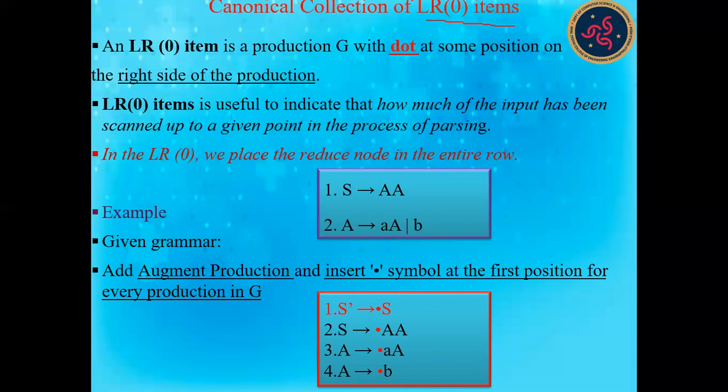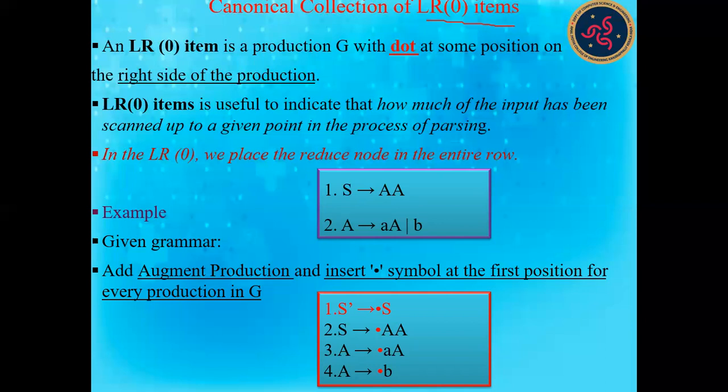The LR0 item is useful to indicate how much of the input has been scanned so far in the process of parsing. That is, if a symbol is scanned by the parser, then the dot symbol will move forward. Suppose we have scanned a capital A, then the dot moves forward, and if another A is also scanned, it will move to the end.